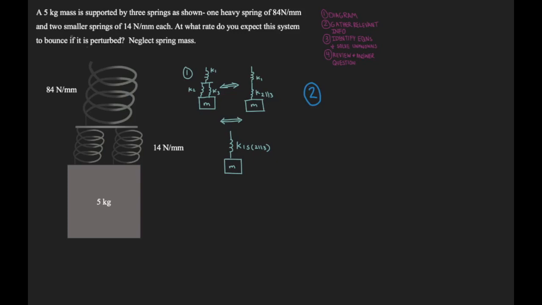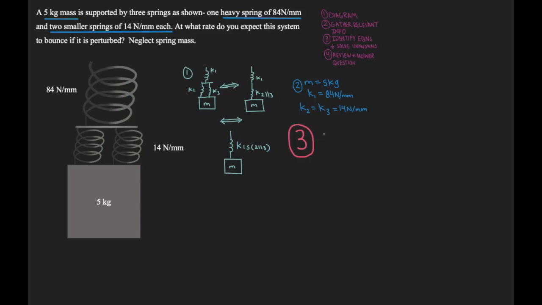So moving on to step 2, finding the relevant information. The mass of our system is 5 kilograms. We're ignoring spring mass. The spring coefficient of the heavy spring is 84 newtons per millimeter, and the 2 smaller springs are both 14 newtons per millimeter each for their spring coefficient.